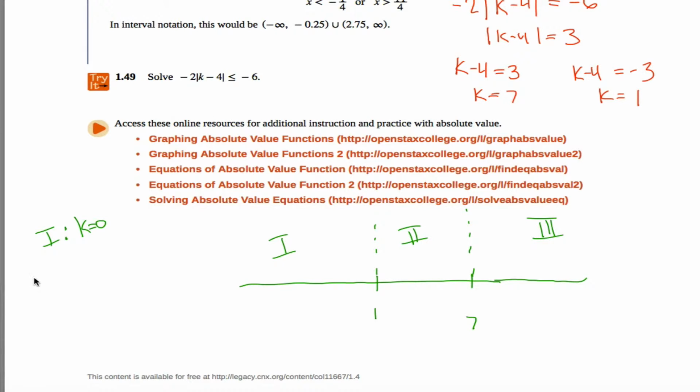Plug that into the original inequality. -2 times the absolute value of 0 minus 4. Question: is that less than or equal to -6? 0 minus 4 is -4, and the absolute value of -4 is +4. And -2 times +4 is -8. And -8, in fact, is less than or equal to -6. So yes, that's true. What that means is all of the numbers in region 1 are solutions.